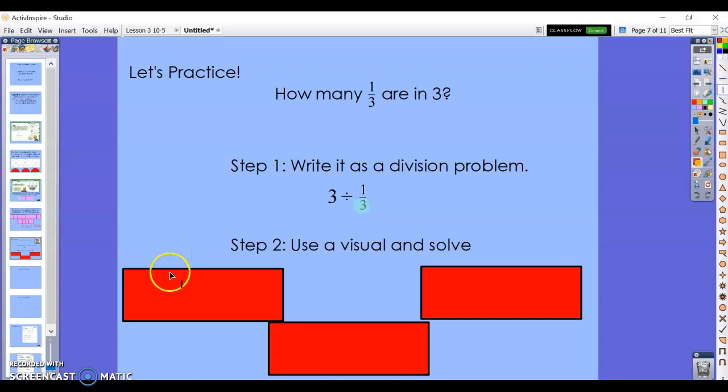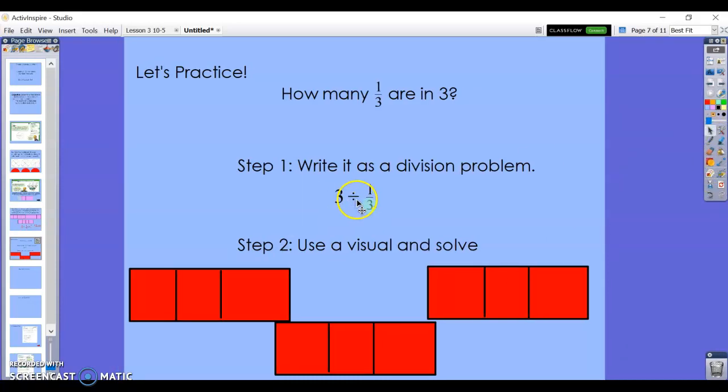So let's see if I can do this a little better this time. 1, 2, 1, 2, 3, 1, 2, 3, and 1, 2, 3. Okay, so now I've taken my 3 wholes and I've divided them into thirds. 1/3, 1/3, 1/3, and so on. If I count how many equal pieces I have, it gives me 9 equal pieces.